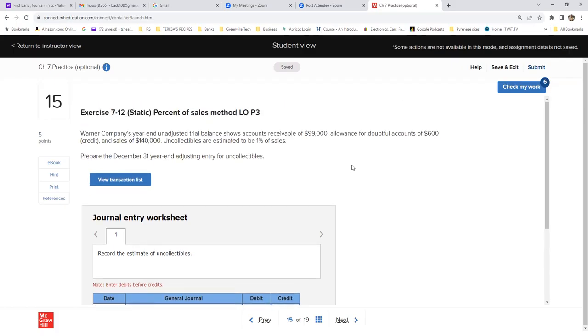By now, you should understand what you have to do as far as recording. But make sure that you subtract the $600 from the $1,400. So you're only going to be debiting and crediting $800.